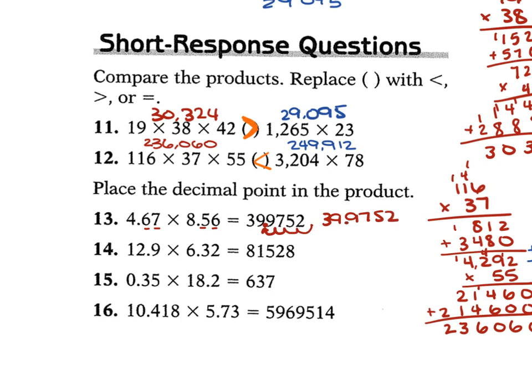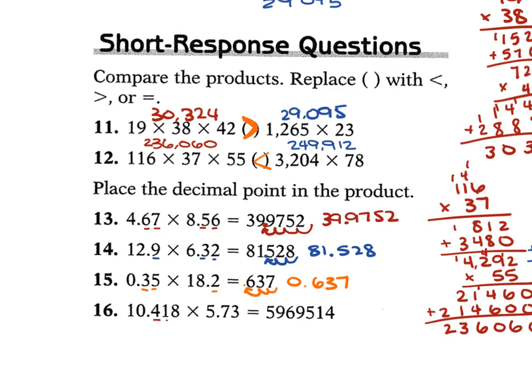For 14, we have 1, 2, 3 places that are decimal. So 1, 2, 3. This is going to be 81.528. For 15, we have 1, 2, 3. So 1, 2, 3. This is going to be 0.637.